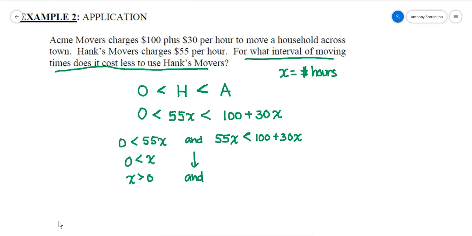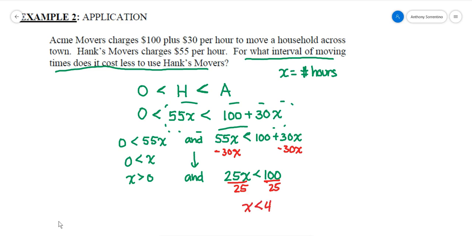This right-hand side inequality, which is the one I was mainly looking at before, I'm now going to try to solve for x. So I'm going to subtract 30x from both sides, and I'm going to end up with 25x being less than 100. Dividing both sides by 25, I'm going to have that x is less than 4.